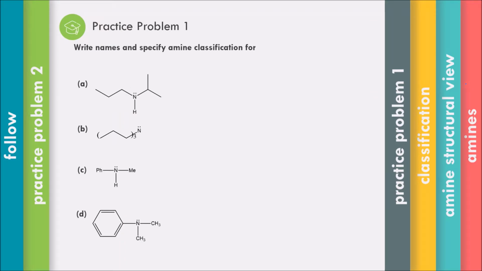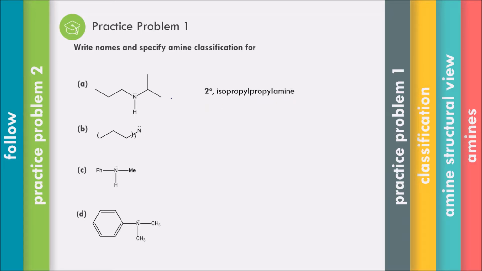Practice problem 1. We need to write names and specify the amine classification for each of the molecules, A through D. So the first molecule is going to be called isopropyl propylamine.